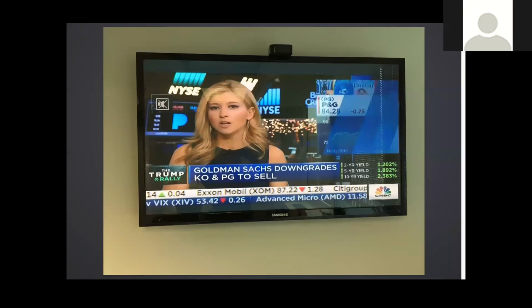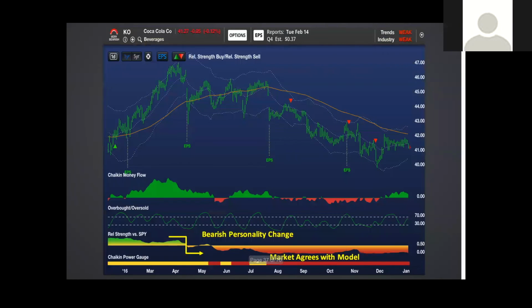gurus, reading barons, where things tend to get recommended late in the game. Here's a major brokerage firm with a huge commitment to research, some of the best analysts on Wall Street, and they're just now turning bearish on Coca-Cola when the power gauge turned bearish at a price of about 45, 10% above where it's trading right now. So it shows you how you can become independent of Wall Street.